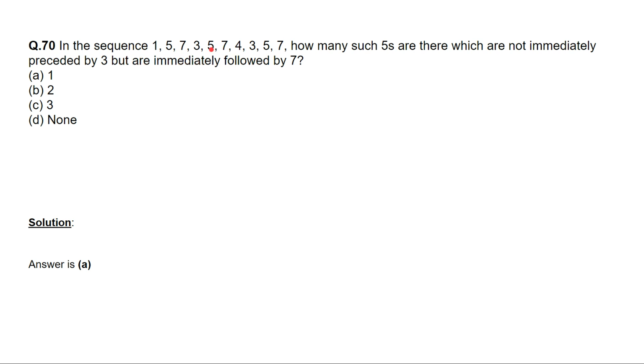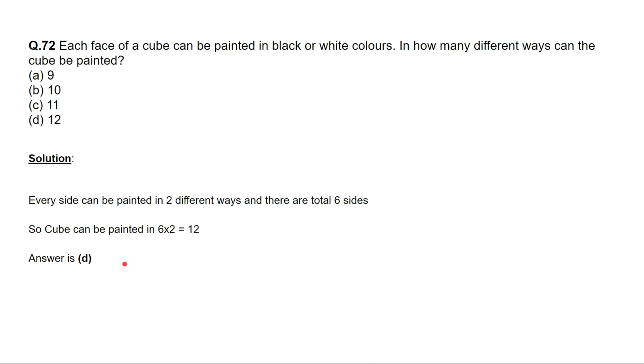Okay, this is again a sequence question. What it is going to find out is the 5s which are not immediately preceded by 3 but are immediately followed by 7. So you have to find a 5 which is not preceded by 3 but followed by 7. If you look at this one, this is preceded by 3 followed by 7, preceded by 3 followed by 7, this 5. This is the only 5 which is not preceded by 3. So the answer is going to be 1 here.